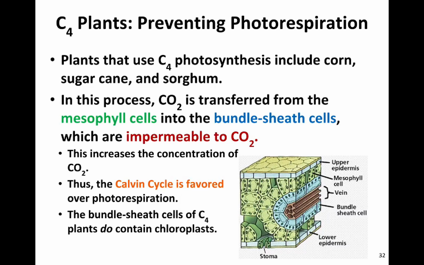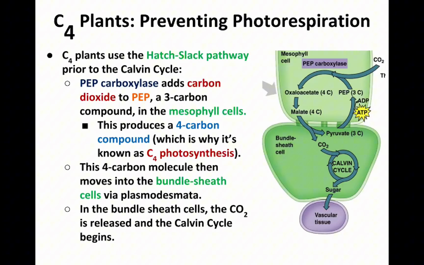And the reason why that can happen in these C4 plants is because the bundle sheath cells of C4 plants do actually contain chloroplasts, whereas in C3 plants, the bundle sheath cells don't contain chloroplasts. And so by shuttling the CO2 into the bundle sheath cells, from which the CO2 can't escape, that concentration is increased, and that leads to the joining of CO2 to the RuBP and the resultant production of organic compounds through the Calvin cycle. And they use this pathway that's called the Hatch-Slack pathway, and that is what's occurring prior to the Calvin cycle.